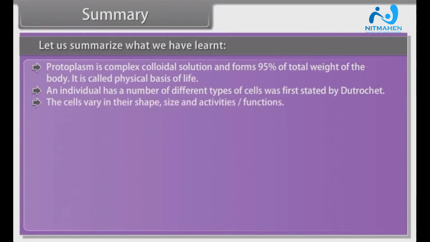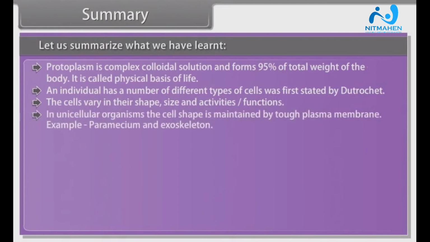The cells vary in their shape, size, and activities or functions. In unicellular organisms, the cell shape is maintained by a tough plasma membrane, for example paramecium, and exoskeleton. Fixed shape of the cell occurs in most plants and animals.